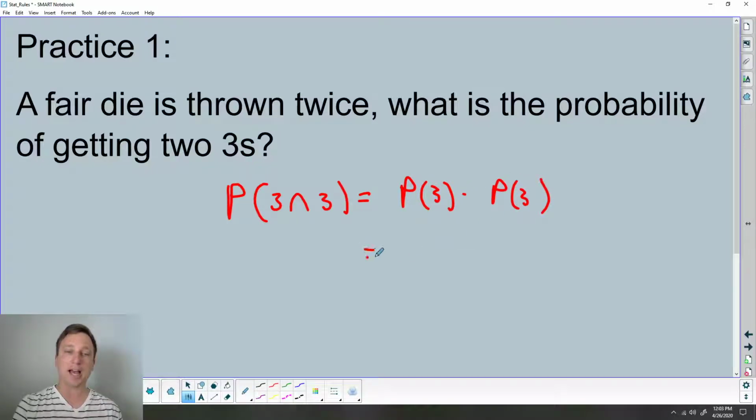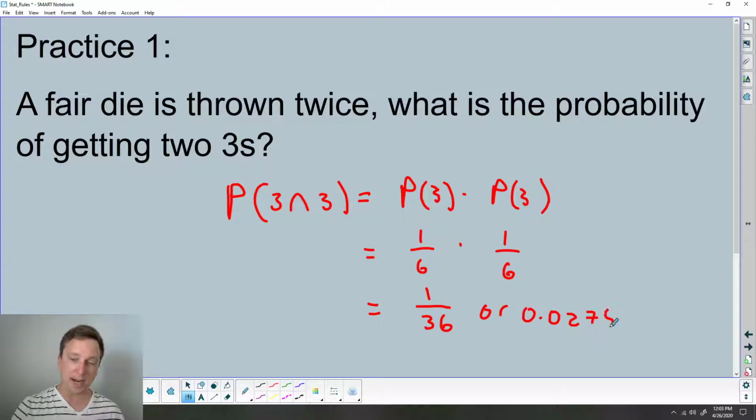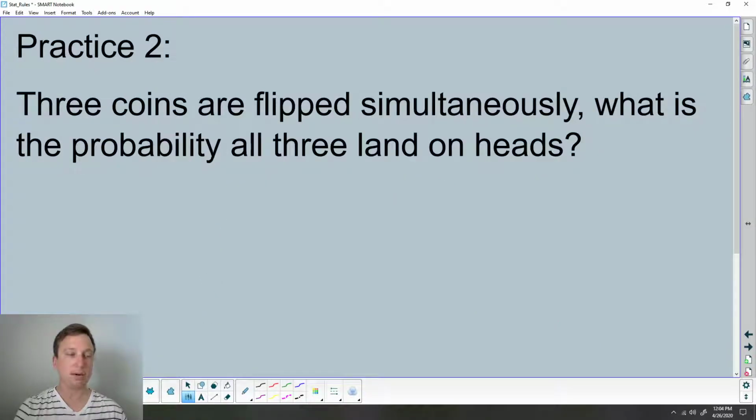If I roll a die, there's a 1 in 6 chance to roll a 3, a 1 in 6 chance to roll a 3 again. So this would be a 1 in 36 chance of doing it twice in a row. And there we have it. We're done. We could write this as 1 over 36, or we can say 0.0278 would be the probability of that happening. I should say 6-sided die here, but we just assumed that. All right, on to the next one.